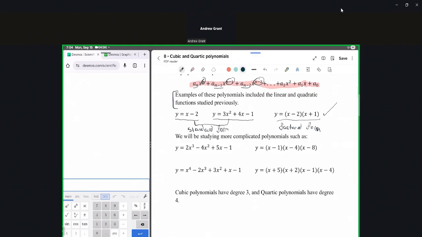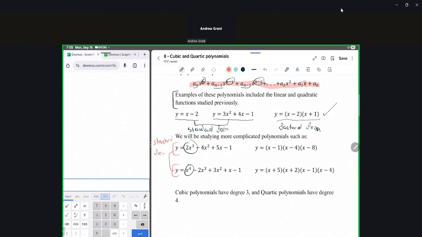In general, when I say that we're studying cubics and quartics, what I mean is that we're going to be studying degree 3 functions or degree 4 functions. When I say degree 3 or degree 4, this is the largest individual term with the largest exponent value. These can appear in one of two forms. We have here y is equal to 2x cubed minus 4x squared plus 5x minus 1. This, along with y is equal to x to the power of 4 minus 2x to the power of 3 plus 3x to the power of 2 plus x minus 1, are written in standard form.